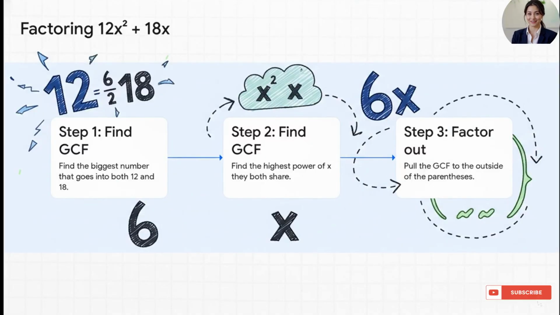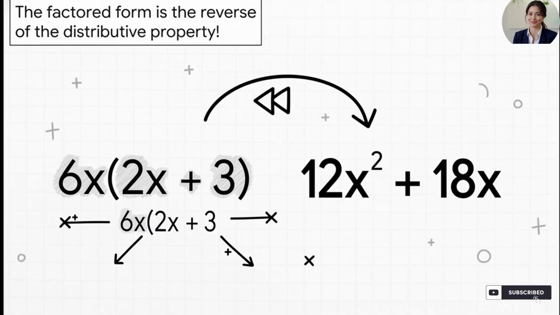Okay, let's see this in action with 12x squared plus 18x. So for step 1, what's the biggest number that divides both 12 and 18? That's got to be 6. Easy enough. Now for step 2, what's the highest power of x they both share? Well, one has an x squared, the other just has an x, so the most they have in common is just a single x. That means our GCF is 6x. Now we just pull it out front, and there you have it, 6x times the quantity 2x plus 3.